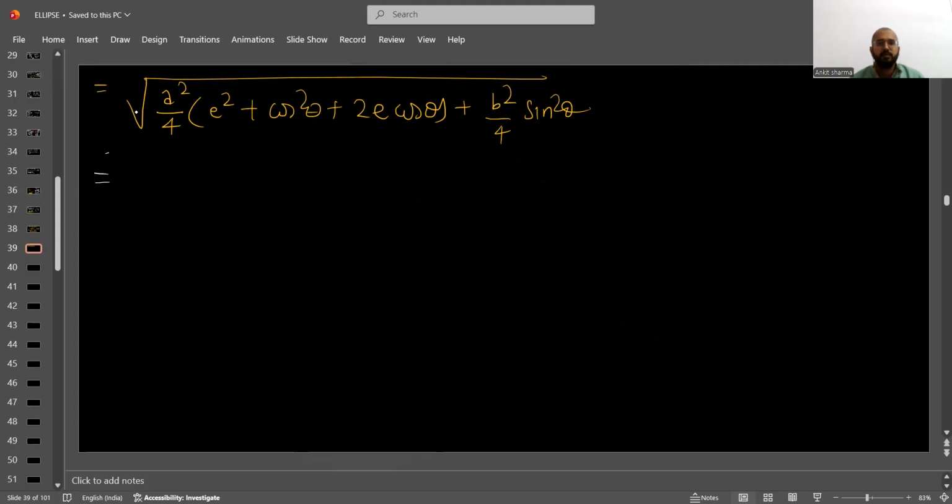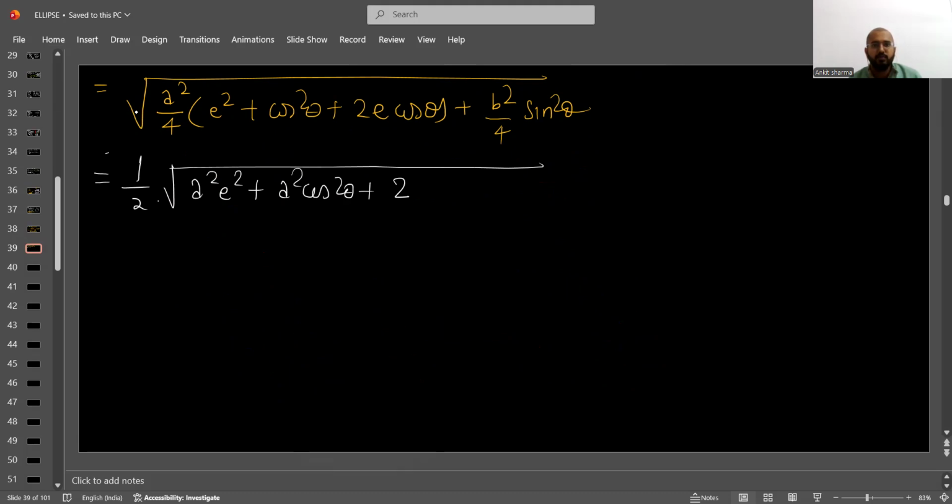Now we can find it. So this is a square over 4, and this is b square over 4. Means I can take 1 over 4 completely outside, so I get here half directly, and then square root of, now let's see here, I have a square e square plus a square cos square theta plus 2a square e cos theta plus b square sine square theta.